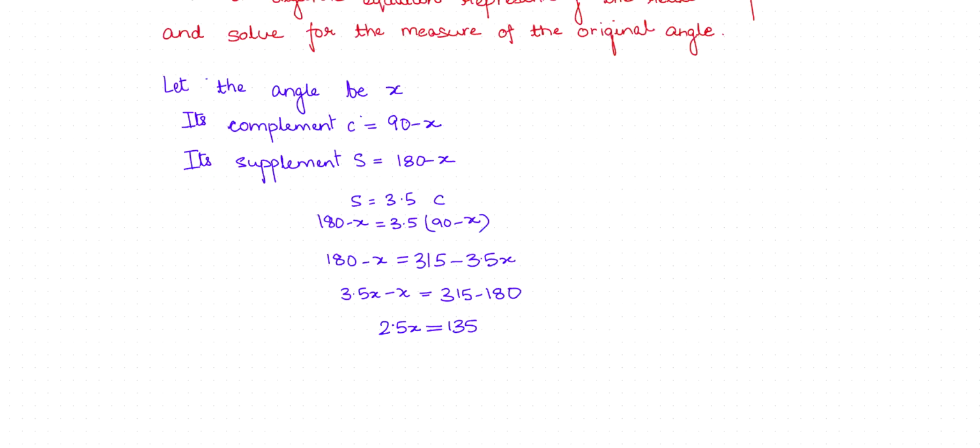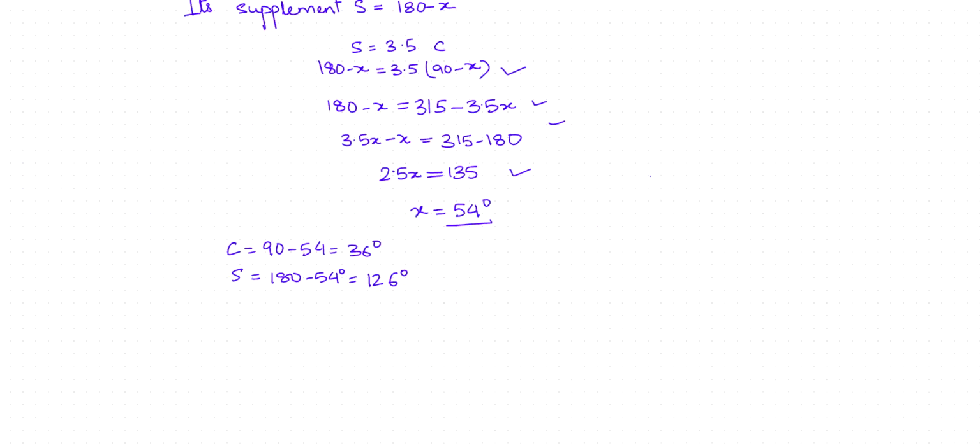As we solve this, we substitute the values and solve the equation. We get 2.5x is equal to 135. If we solve, we get x is equal to 54. This was our original angle. We can check also. Now the complement we get as 90 minus 54, which is 36, and the supplement we got is 180 minus 54, which is 126. We can see that 36 times 3.5 is 126. So our answer is correct.